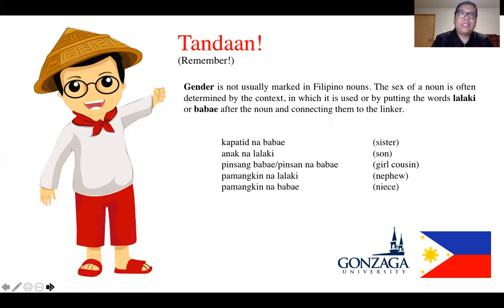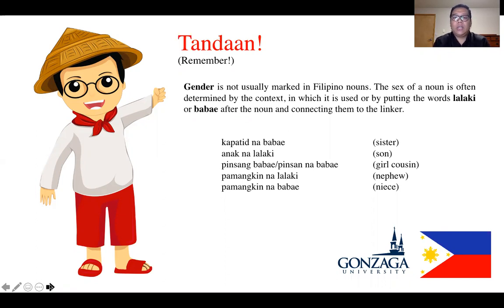Now, please bear it in your mind that the Filipino language does not have direct translation for gendered nouns. For example, we don't have a marker or a particle that can be placed before or after the word to make it female or other genders. Now, the sex of a noun is often determined by the context in which it is used or by putting the words explicitly, lalaki or babae.